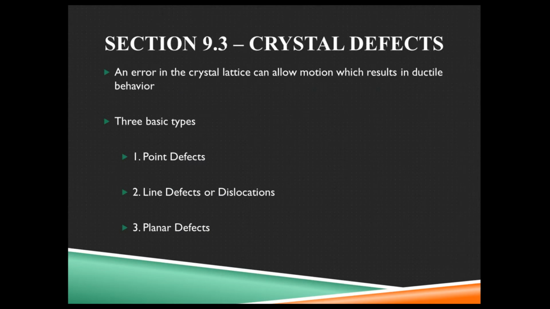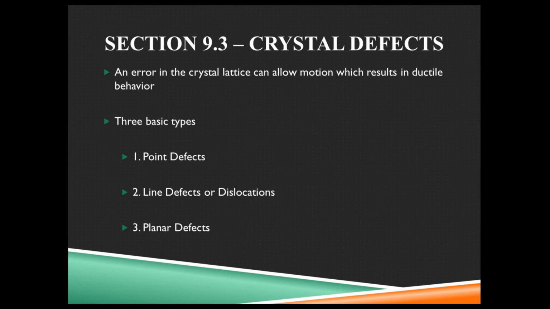Now, crystal defects. This is the next section in the chapter. A crystal lattice can allow motion which results in ductile behavior if the lattice is imperfect. Now, an ideal lattice, like a halite crystal, which is sodium chloride, has a nice, rigid, perfect pattern of alternating sodiums and chlorines.